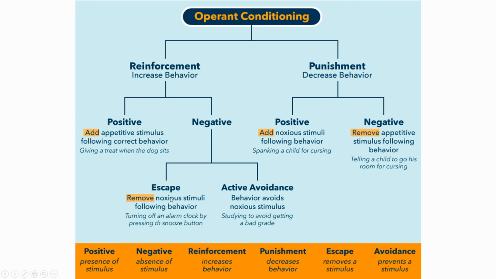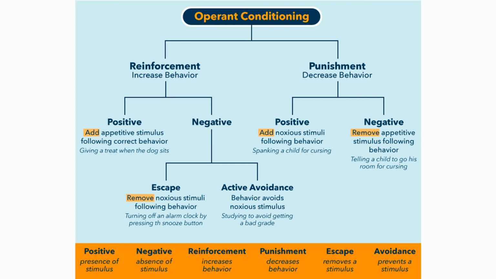So escape conditioning would be more along the lines of negative reinforcement as we talked about it the first time through. And then avoidance is something that adds just that extra step where we know what's coming in the future. And so this summarizes all of those terms very, very neatly. So this would be a really good diagram to become familiar with and to get used to.